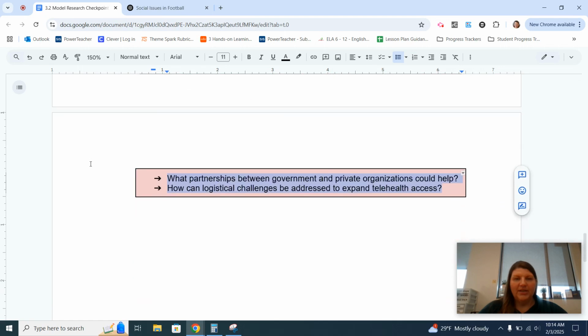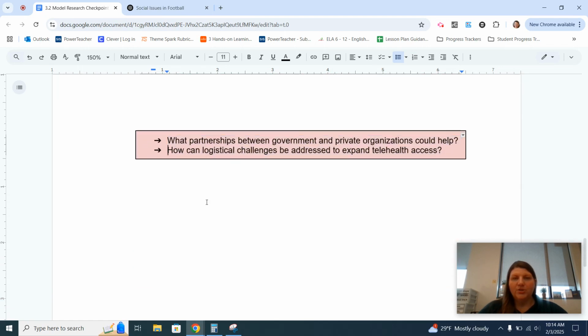And then last are implementation questions. So what would a partnership between like state or national government and private organizations look like? What could a partnership between those two agencies, how could they help? And how can logistical challenges be addressed? So what are the steps that need to go in place in order to solve this problem? What's going to stand in the way? And then how can we address those things? So this is just a model for you to see what a completed research checkpoint can look like that you can use as a model to guide your planning.